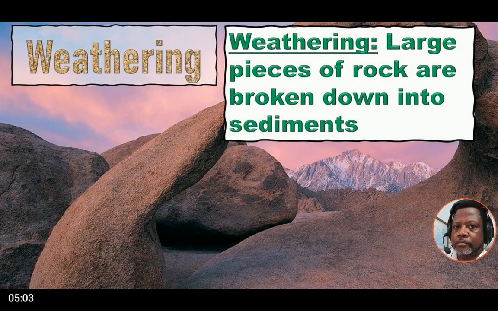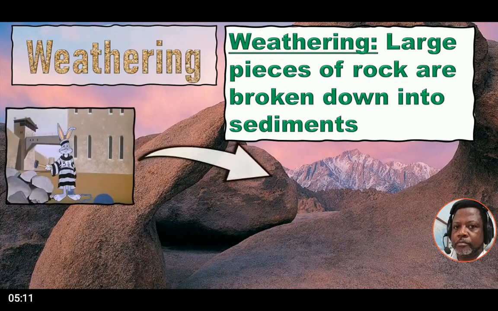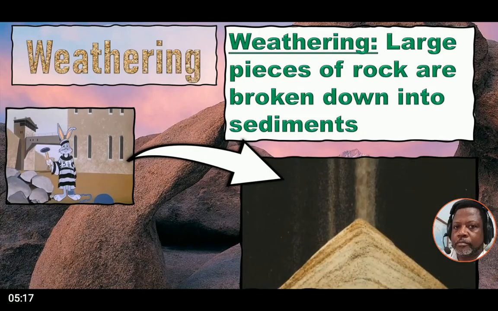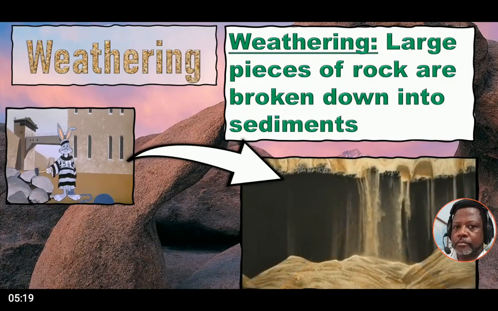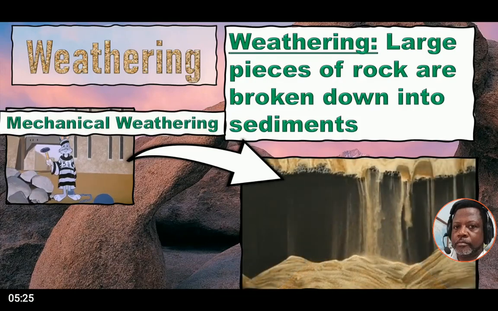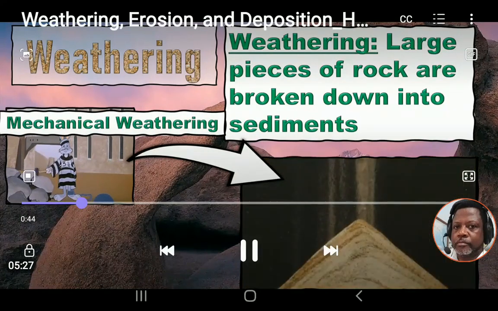When you weather a rock, you take a large piece of rock and you break it down into smaller pieces of rock called sediments. There's a couple different ways you can do this. If you want to do this physically, like actually break apart a rock, whether you're Bugs Bunny or whether you are a river or a glacier or what have you, if you're taking a large rock and physically breaking it apart into smaller pieces, then you are doing what's called mechanical weathering. That's one type.